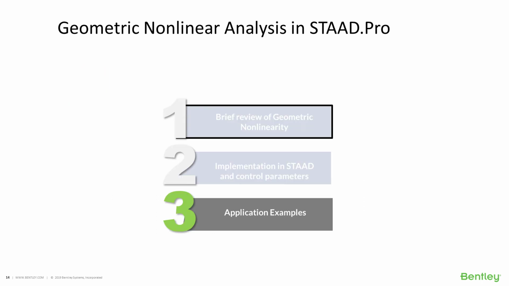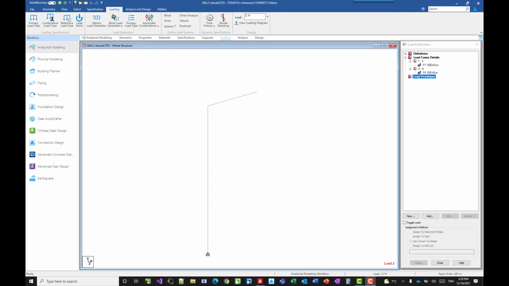Let us now see a practical example on STAAD.Pro. Okay, here we have a simple structure. All the properties of this structure have been already defined. We need now to make sure that the loadings are correctly defined. I already created two load cases, one for a vertical force and a separate load case for the horizontal force.